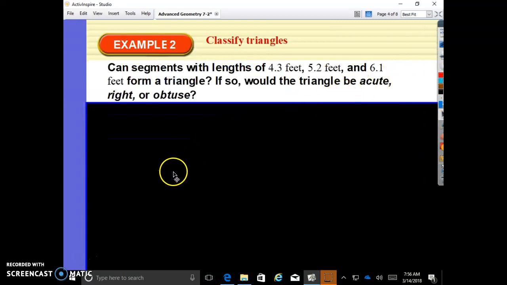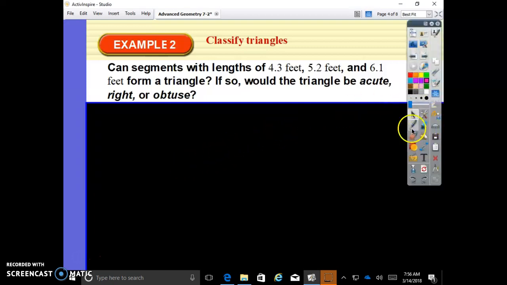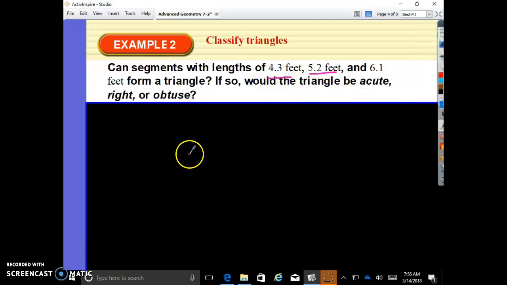Can segments with the lengths of 4.3 feet, 5.2 feet, and 6.1 feet form a triangle? If so, would the triangle be acute, right, or obtuse? So first off, are they allowed to form a triangle? Any two sides must be greater than the third. So if I take my smaller two sides, are they greater than the third? Yes. So yes, it can form a triangle. If so, what kind of triangle? So we always take our hypotenuse squared first. 6.1 squared, and we compare it to the sum of our legs squared.